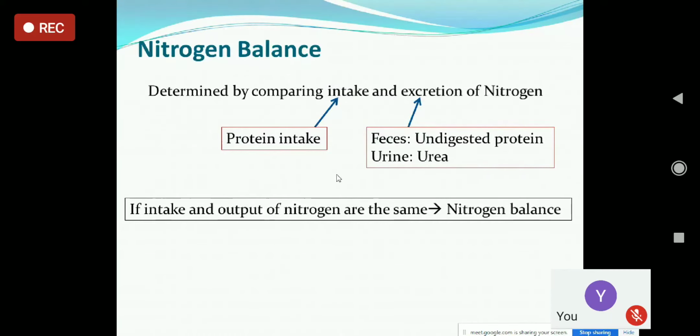How much nitrogen does protein have? It is about 16% nitrogen. Intake is protein intake, and excretion is via feces, as undigested protein, and via urine, converted to urea. So if the intake and output of nitrogen are the same, then the person is said to be in nitrogen balance. A normal healthy adult is in nitrogen equilibrium or nitrogen balance, since the daily dietary intake is equal to the loss through the urine and feces.